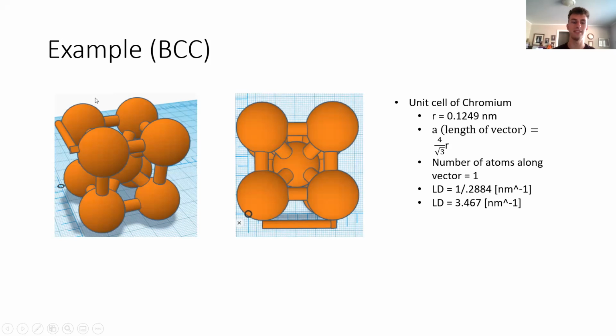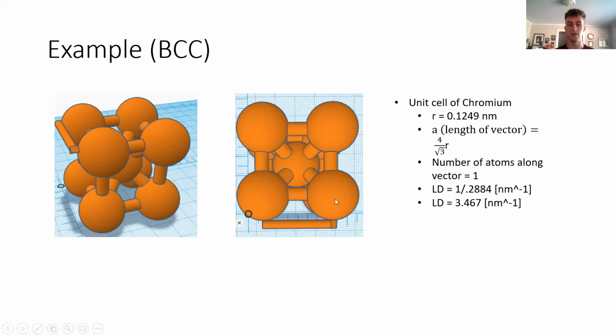This is a BCC structure that is beautiful, if I do say so myself, of a unit cell of chromium. Okay? And chromium has a radius of 0.1249 nanometers. And this is the vector right here that we're going to be calculating the linear density across. So it starts in the center of this atom, stops at the center of this atom.